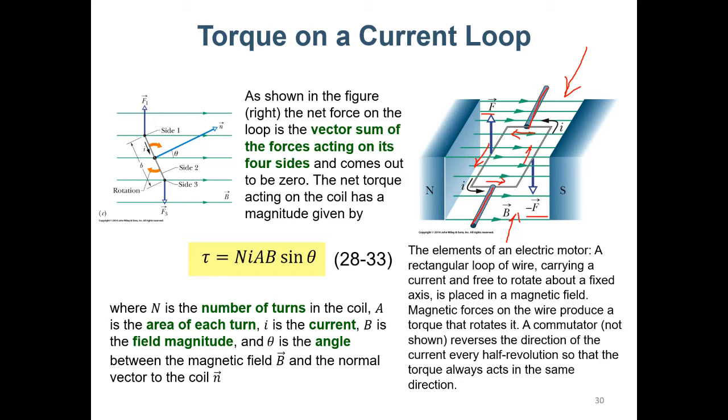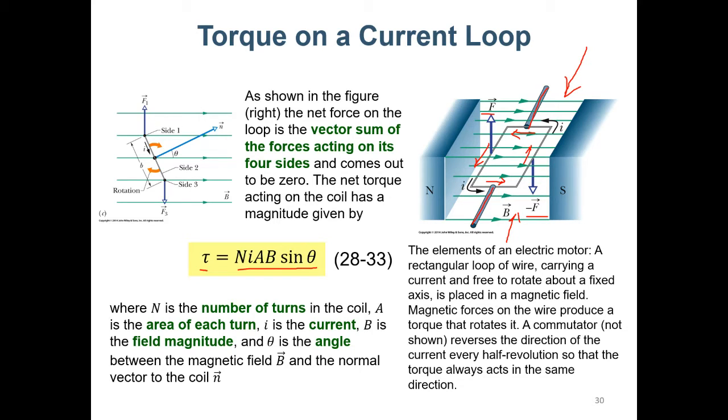So now we consider this loop is rotating, so we can define a variable called the torque, 力矩. So the torque equals NIAB sine theta. N is the number of turns. You consider here is one turn, but maybe you can have more turns. So the number of turns is this N.